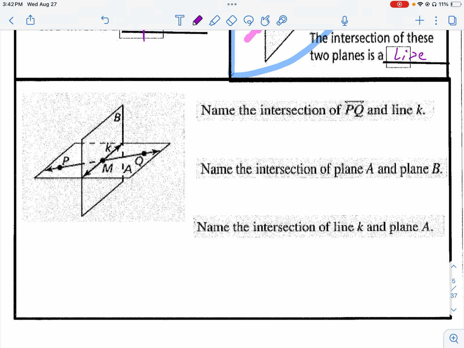So given what we've just talked about, planes and lines and intersections, I want you to pause the video, do these questions, and then let's see how you did. All right, so the intersection of line PQ. Line PQ is right here. Line K is this line right here. And where do they intersect? They intersect at point M.